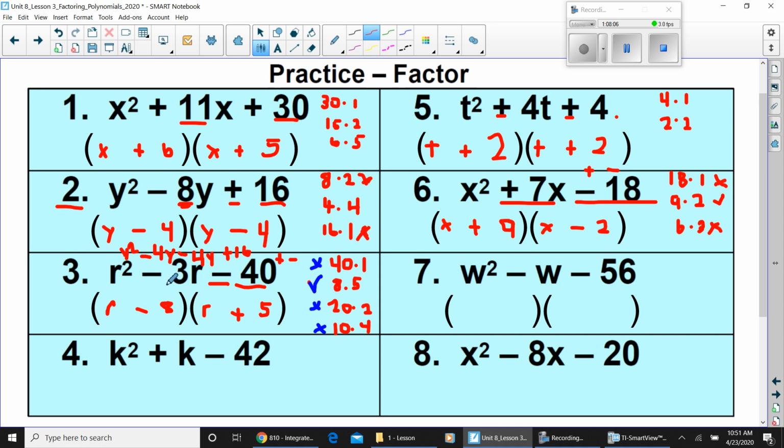If I do distributive property, it's r squared plus 5r minus 8r and then minus 40. And you know that 5r in the middle, combining like terms, 5r minus 8r equals something. Yep. It equals negative 3r. And that is your answer.